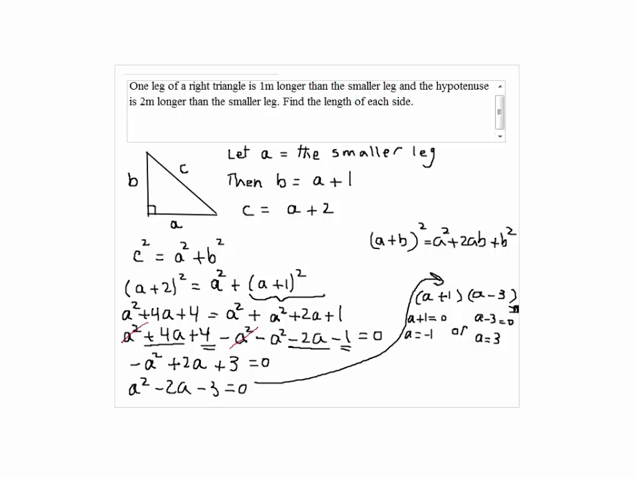So we find the base is 3 meters. So the other leg would be b, which is a plus 1, which is 3 plus 1, which is 4 meters. And the hypotenuse would be equal to a plus 2, which is 3 plus 2, which is equal to 5 meters.